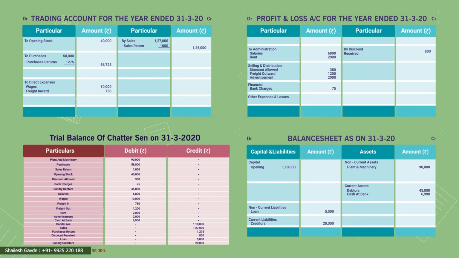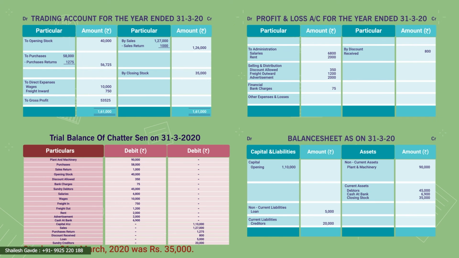Now if we take the adjustment, closing stock is 35,000 guys. Two effects of this adjustment: trading account, credit side, by closing stock 35,000, and balance sheet current assets, closing stock 35,000. Now if we take the total of trading account credit side, it comes to 1,61,000 which is higher. The same total we record on debit side, and from debit side if we deduct all items, the net difference on debit side we get is 53,525. This is gross profit.